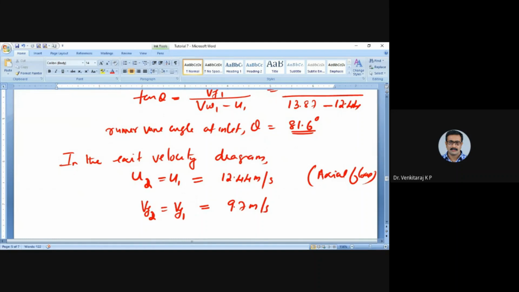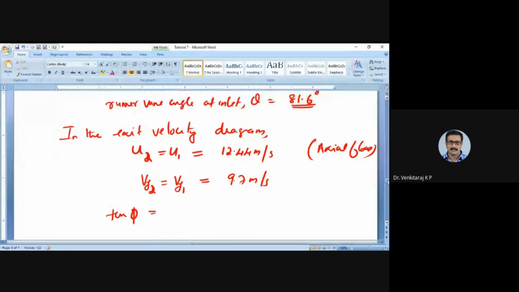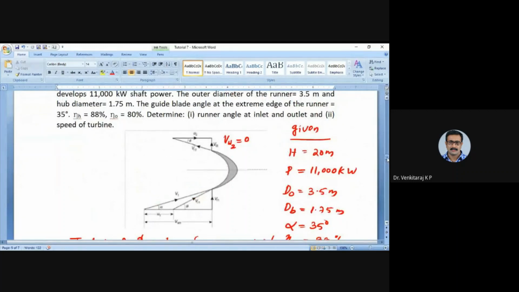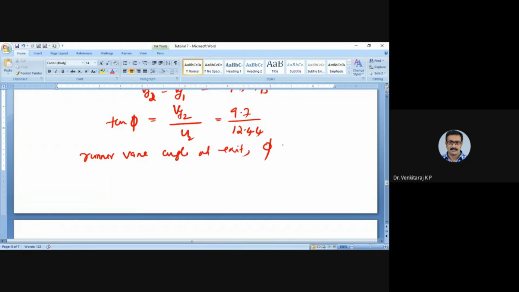So the values of the U2 and Vf2, you can use to get the value of the runner vane angle at the exit. How? You take tan phi, see from the exit velocity triangle, tan phi will be Vf2 by U2. So tan phi equal to Vf2 by U2, which is 9.7 by 12.44. So this is the runner vane angle at outlet or exit, phi equal to, we get it as 40.3.